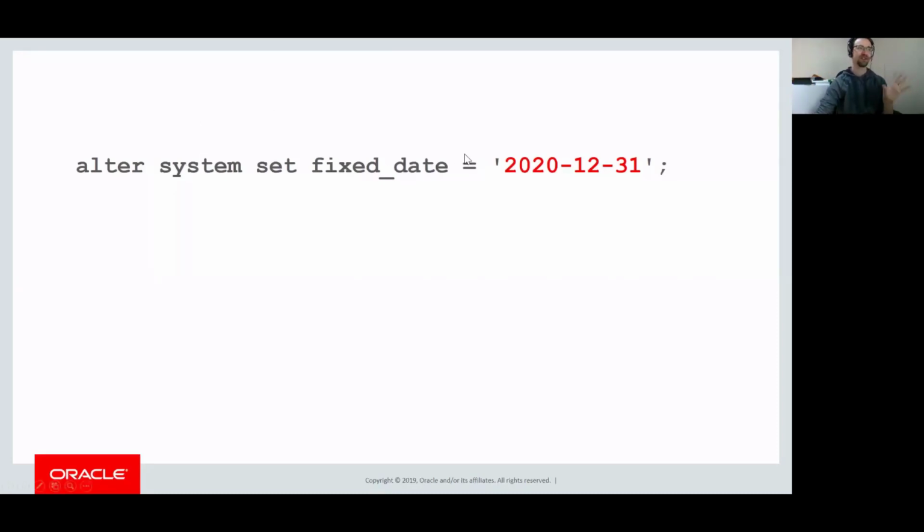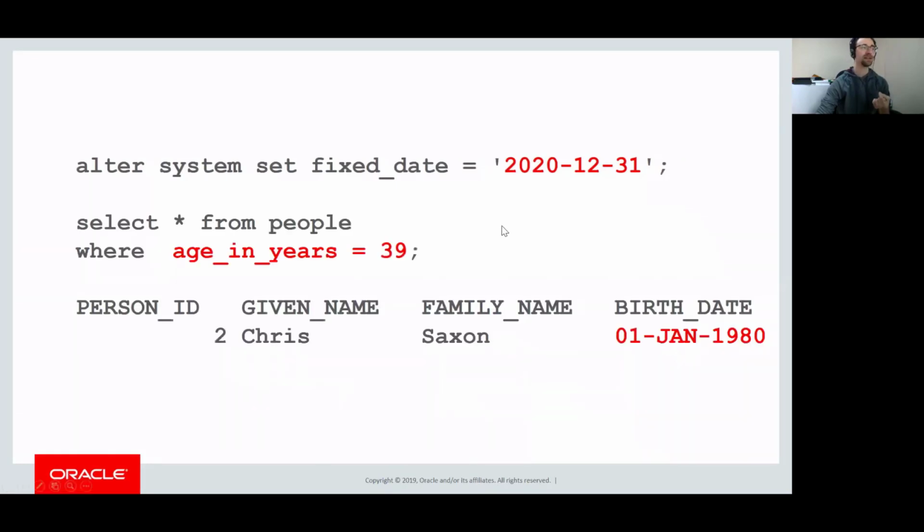So we've got this fixed date, and I'm now fast forwarding towards the end of the next year. So now if I query for people who are aged 39, then we shouldn't get anything, right? Because the row for Chris Saxon will have advanced a year. But what do we find? Well, we still get the row. Why is this?